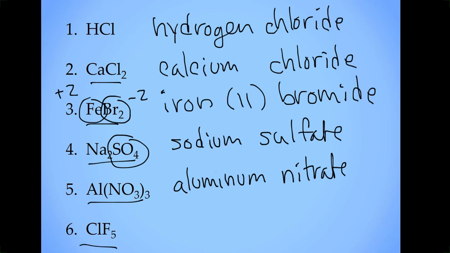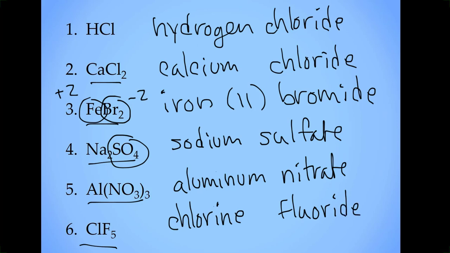Is there a metal? No. So I use the Greek system. So only one chlorine. And my second element is fluorine. So drop the ending and put "ide." So this is fluoride, and I have 5 of that. So that would be pentafluoride. So chlorine pentafluoride.